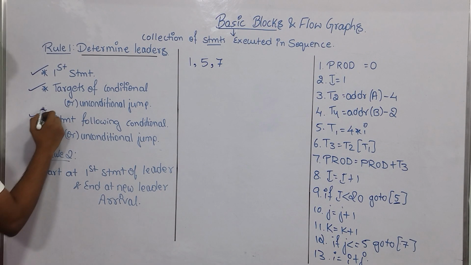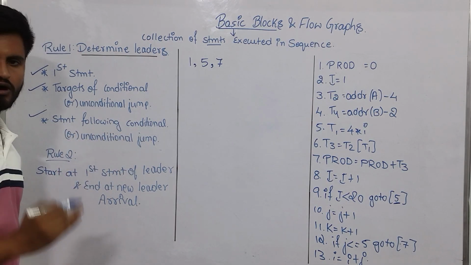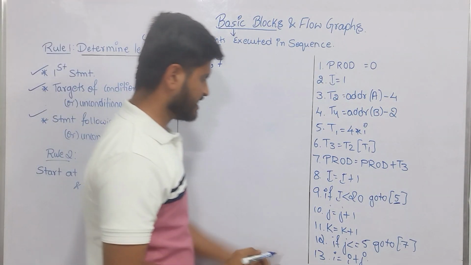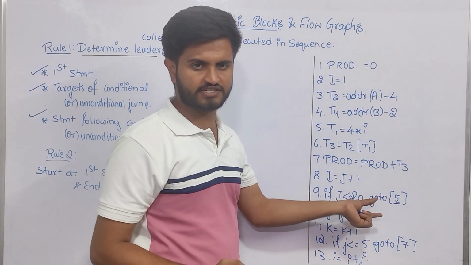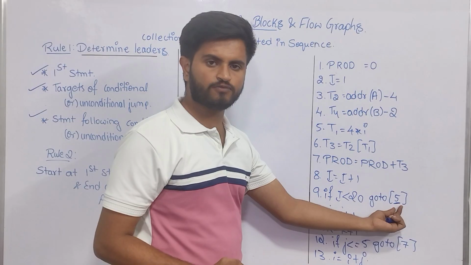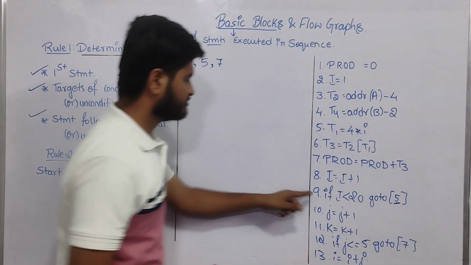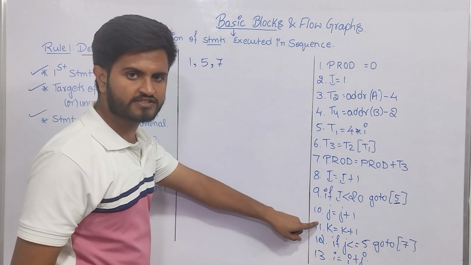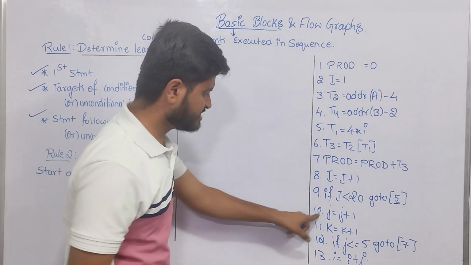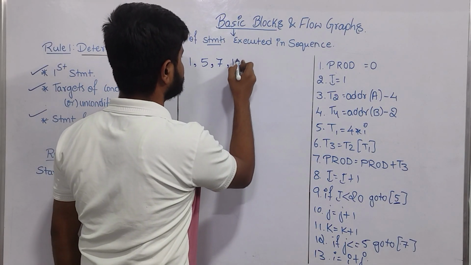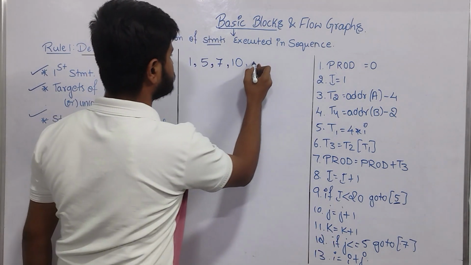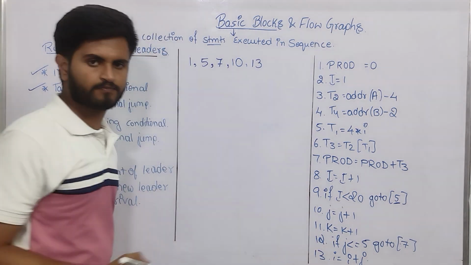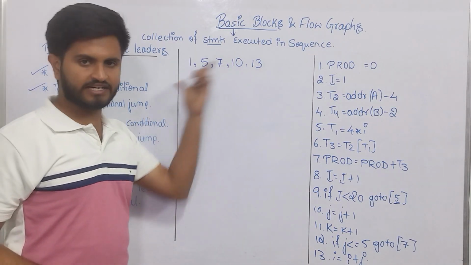Next, the statement following a conditional or unconditional jump. At the 9th instruction I had a conditional jump which gave the target 5. After that, the following statement will also be considered a leader. So the 10th instruction will be considered a leader, and the 13th one will also be considered a leader. Now we have got all our leaders.